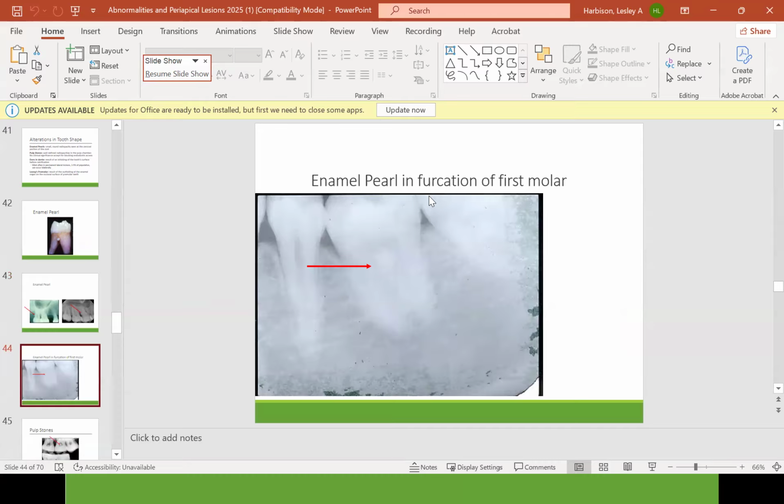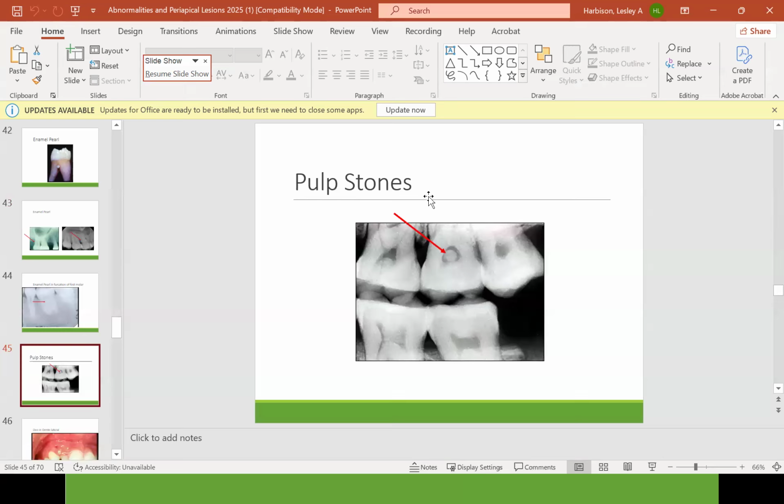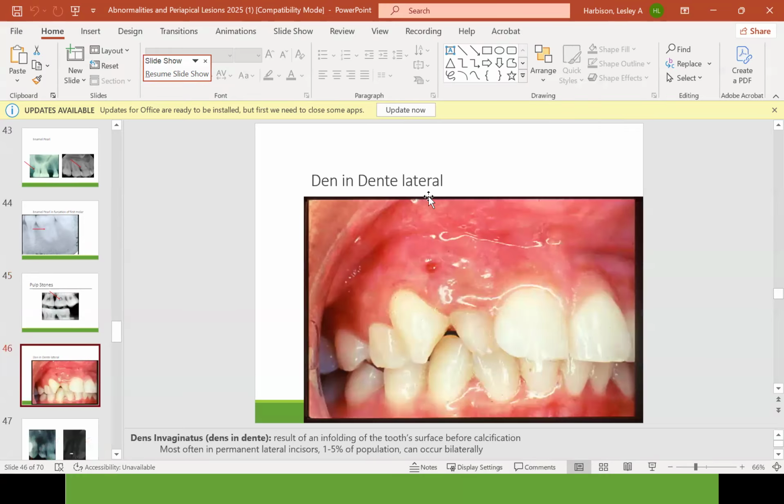44 is an x-ray of an enamel pearl in the furcation of the first premolar, but it would be hard to determine whether that was a stone in the pulp chamber or an enamel pearl. If there's bone all around it and you can't access it, you can kind of guess what you think it is, but you wouldn't necessarily have a definitive diagnosis. Here's another pulp stone. This one is a little easier to see that it's actually residing in the pulp chamber on 45. And then on 46, you can't really see it as well here, but there's going to be an x-ray that goes along with it.